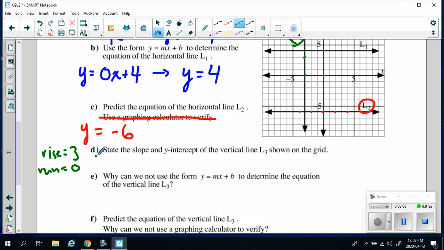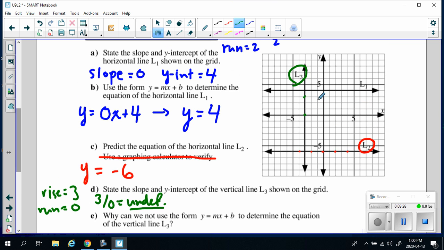So we can try and divide these two. What is 3 divided by 0? That is undefined. So the slope of a vertical line is not 0. It is undefined. So that's our slope. Does it have a y-intercept?